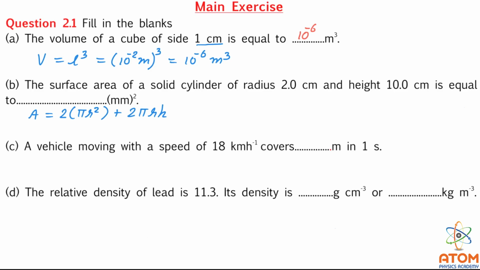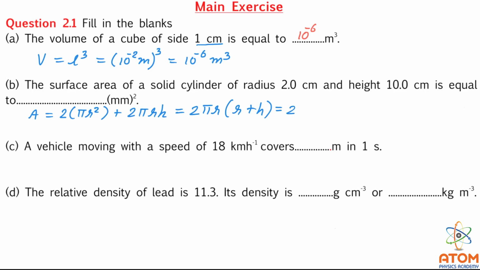See, this is a solid cylinder, so it has 2 circular sides. Now for one circular side the area is pi r square, and there are 2 circular sides, that's why 2 pi r square, plus the surface area of the curved surface of the cylinder, which is 2 pi r h. As a whole, we can see that 2 pi r can be taken out common, remaining is r plus h.